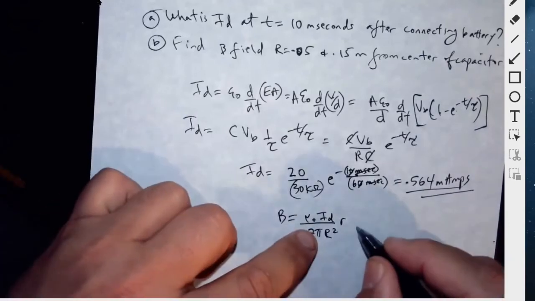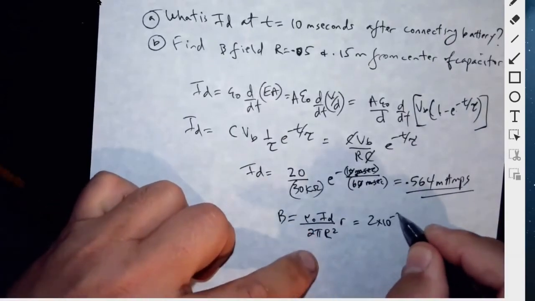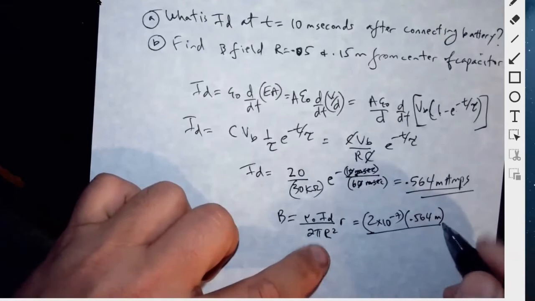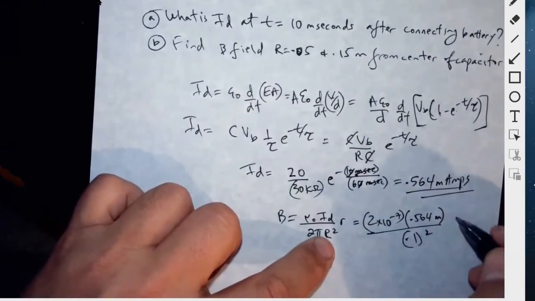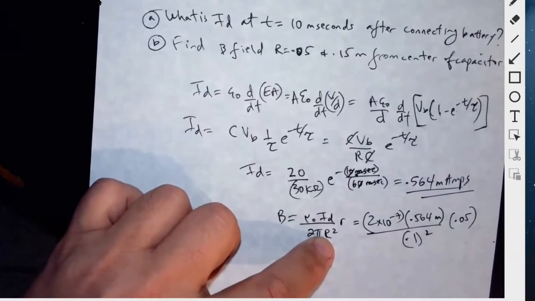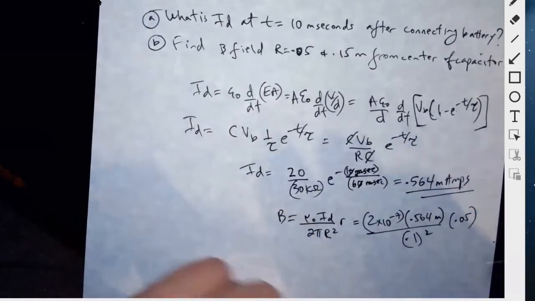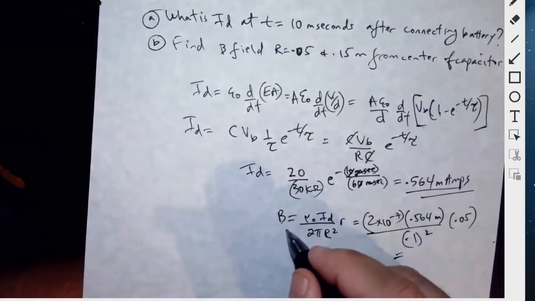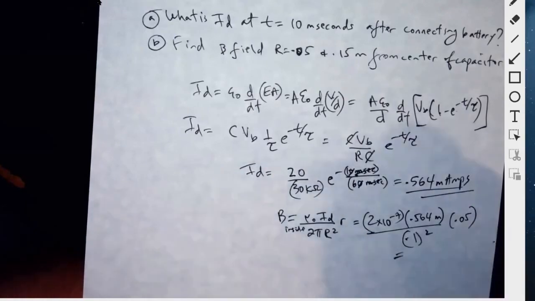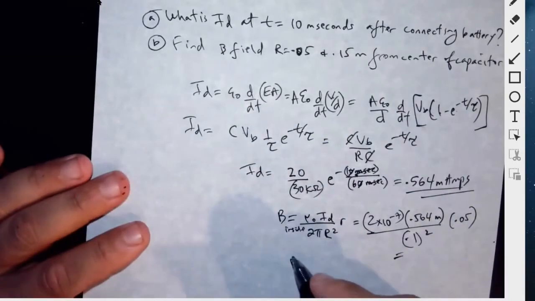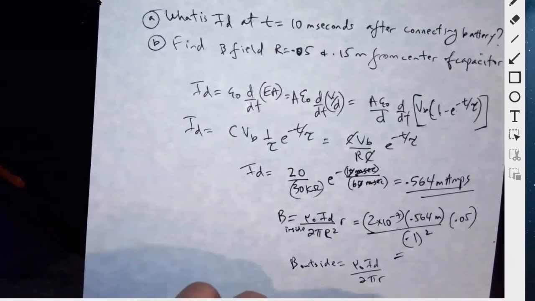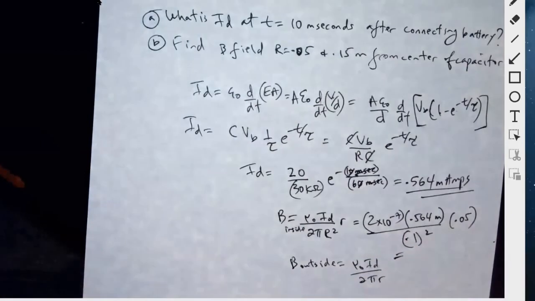So now you can just put 2 times 10 to the minus 7 displacement current, milli, over 0.1 squared times 0.05. And then you're going to get whatever, just put that all in. And then for the outside, I'm not going to calculate it because it's just straightforward. For the outside, you're just going to do mu0 I displacement current over 2 pi r. And then r is the 0.15. So pretty straightforward there.